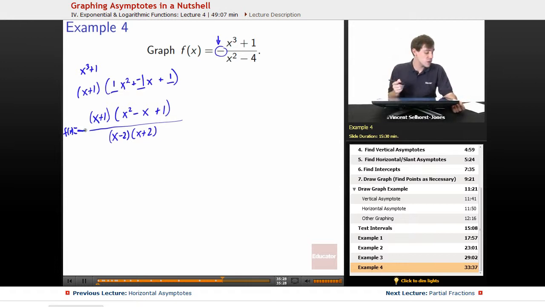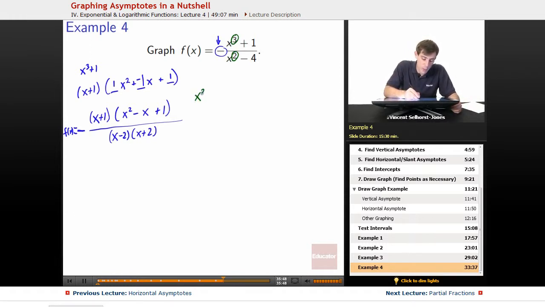But there's something else we have to do. If we want to get to what the horizontal asymptote or slant asymptote is, let's figure out which one it is. Cubed here, squared here. So our numerator is 1 degree higher than our denominator, means we've got a slant asymptote. How do we figure out slant asymptote? Through polynomial division. So we want to do polynomial division on this.